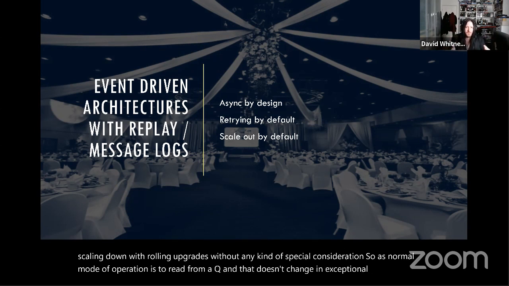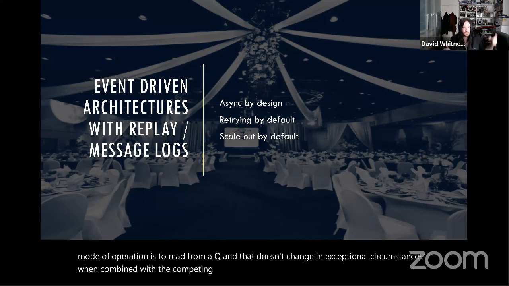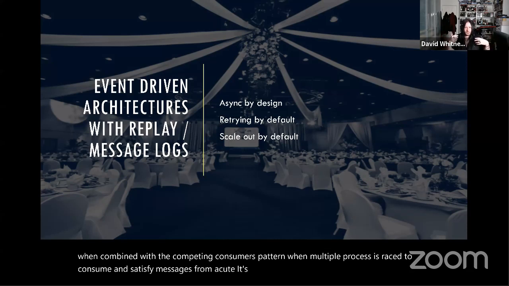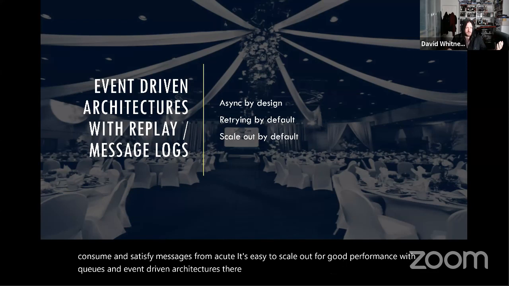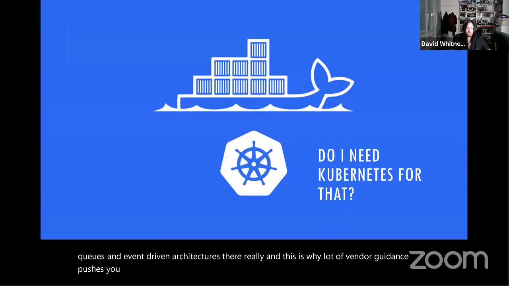When combined with the competing consumers pattern, when multiple processors race to consume and satisfy messages from a queue, it's easy to scale out for good performance with queues and event-driven architectures. And this is why a lot of vendor guidance pushes you down these kind of channels.